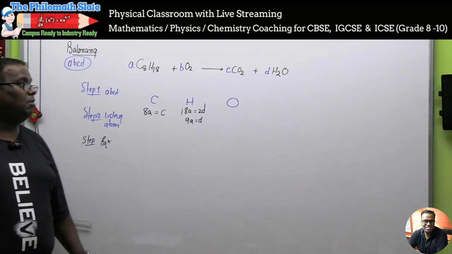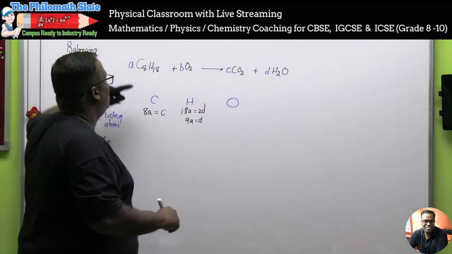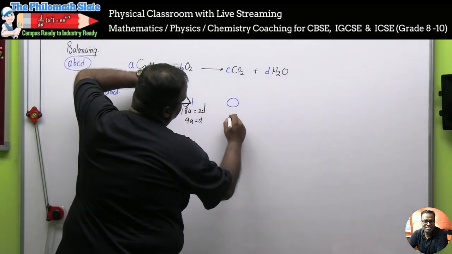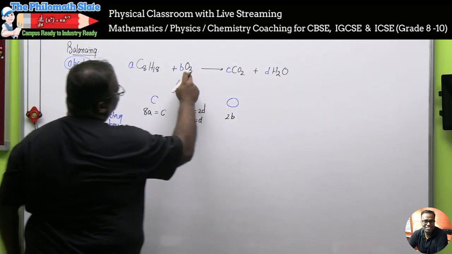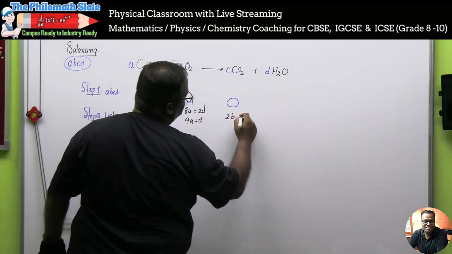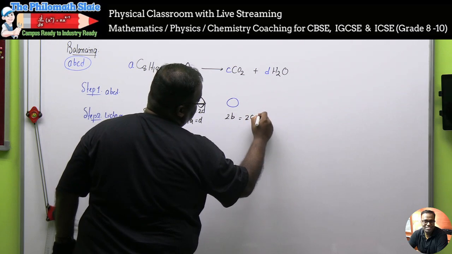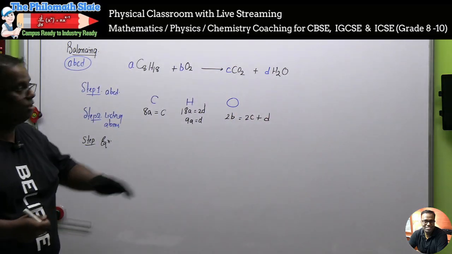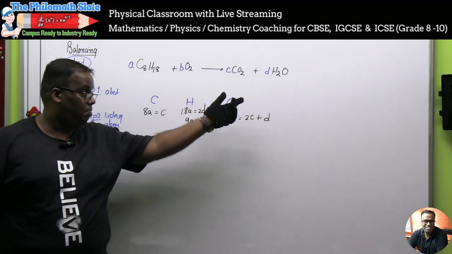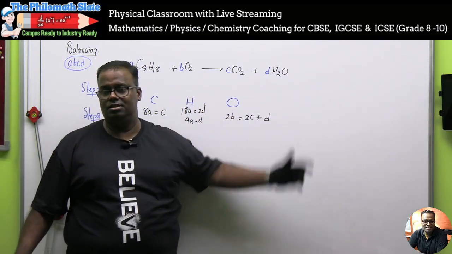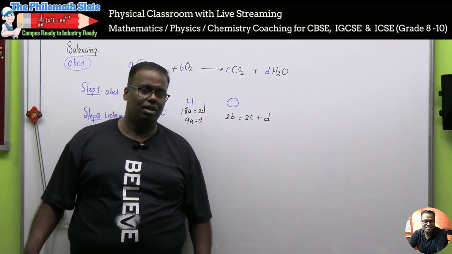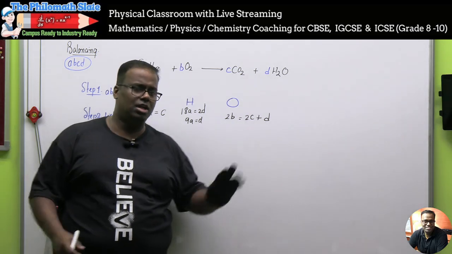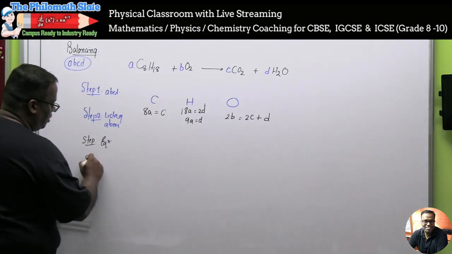Clear? अब oxygen का equation देखते हैं. आ जाओ. How many oxygens on this side? 2B. How many oxygens on this side? 2C plus D. Have you understood this or not? 2C plus D. Clear? Done? Equations done. Step 4.